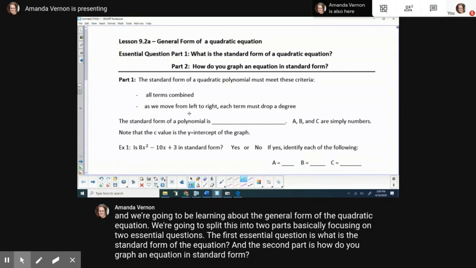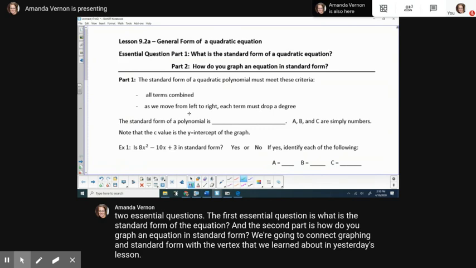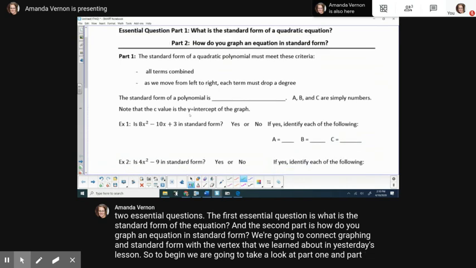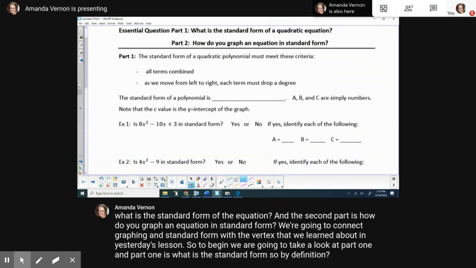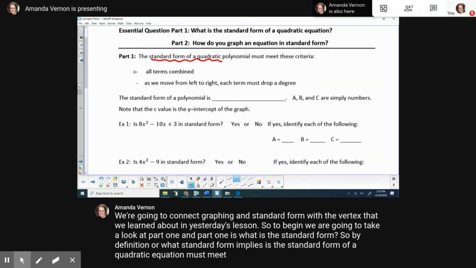We're going to connect graphing in standard form with the vertex that we learned about in yesterday's lesson. So to begin, we are going to take a look at part one, and part one is, what is the standard form? By definition, the standard form of a quadratic equation must meet these criteria. All terms must be combined.